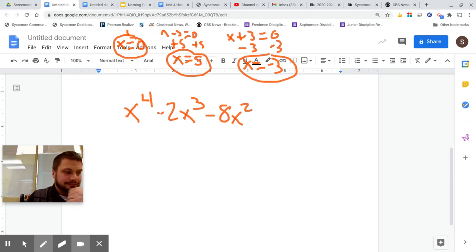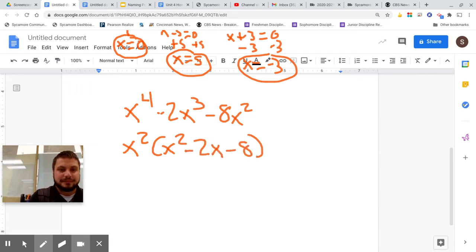Okay, so what this is going to do is this time the GCF is x squared. I can pull an x squared off of all these things. I'm left with x squared minus 2x minus 8. Okay, so I've got my x squared. I'm now looking for two numbers that multiply to be negative 8 and add to be negative 2. That would be negative 4 and positive 2.